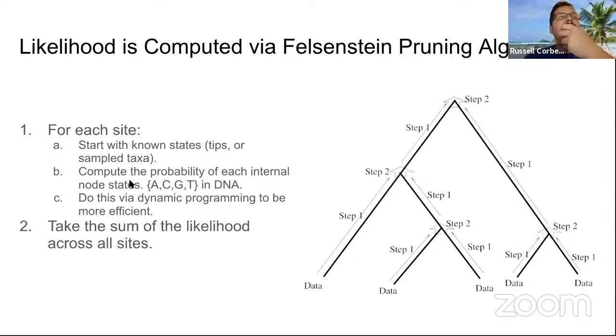And compute the probability of each internal node state, ACGT, in this DNA, right? And you can do this via dynamic programming to be much more efficient than if you did the sort of stupid thing and multiplied all the way through every single time, because it would be a ton of operations. You can do this independently for all sites, as long as you assume the sites are independent, and just take the sum of the log likelihoods across all sites. And that is actually a really, really fast way, well, comparatively fast way to get the likelihood.